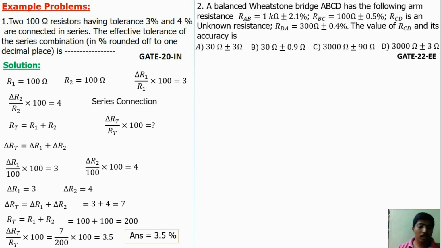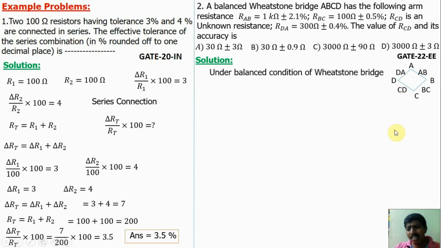Okay, so we know this bridge A, B, C, D. Let's take this arm as AB, this arm as BC, this arm CD, and this arm DA. Okay, resistance.